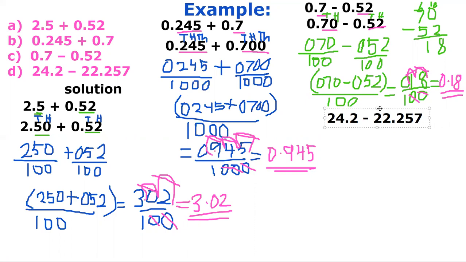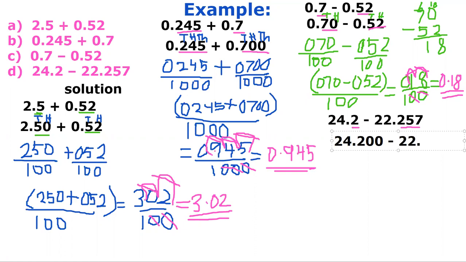Now you balance, you make sure that you balance the decimal numbers here. Here it has only 1, here it has 3. Which means that you'll be adding the 2 zeros to the first decimal number here. So here will be 24.200 minus 22.257.